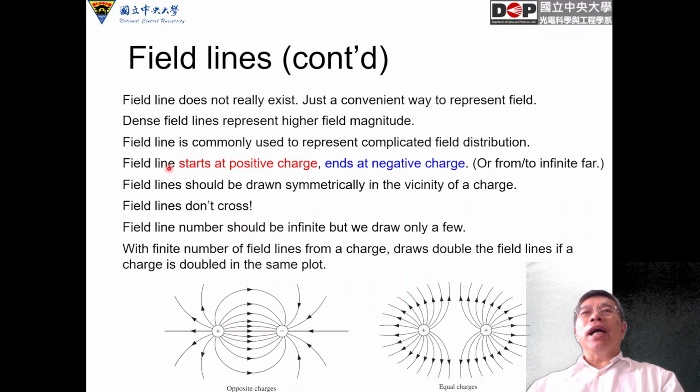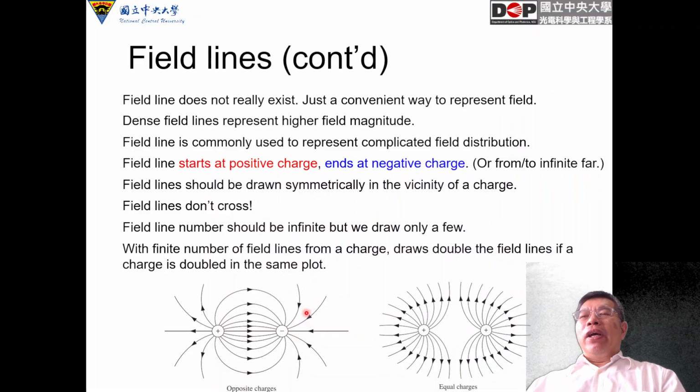Field lines are commonly used to represent complicated field distributions. Field lines start at a positive charge and end at a negative charge, or go off to infinitely far. So if you have a positive charge, the lines go to infinity, not necessarily to a negative charge. Something like this.